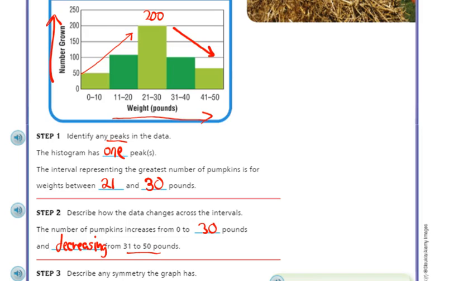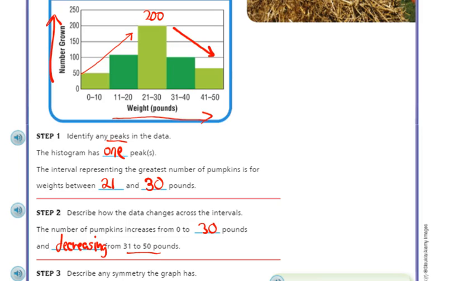All right, so just what we've identified. We've identified a peak in the data. We've tried to look at how it's dispersed across intervals. How is it increasing and decreasing? And then the third step is going to be symmetry. So describe any symmetry the graph has.